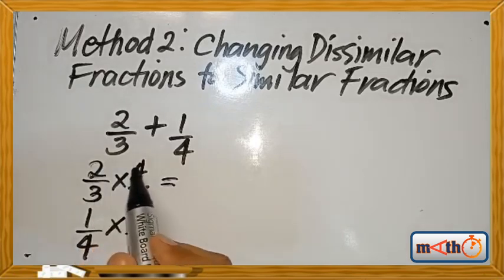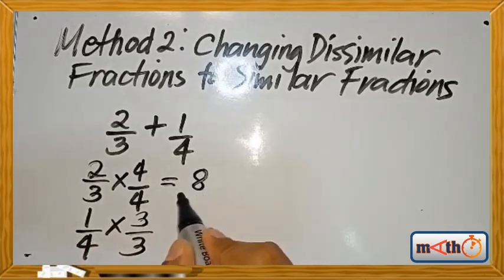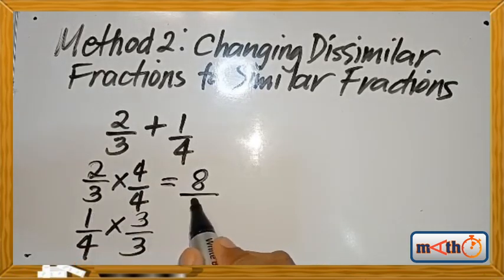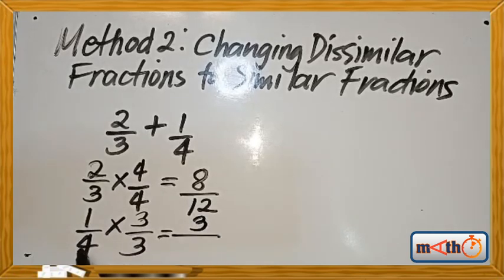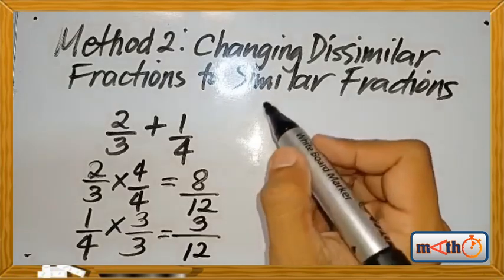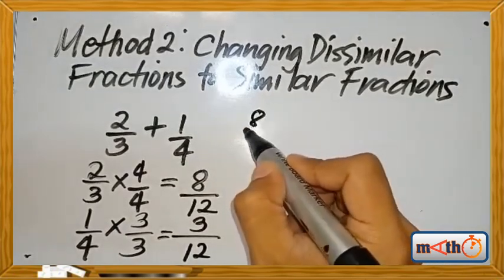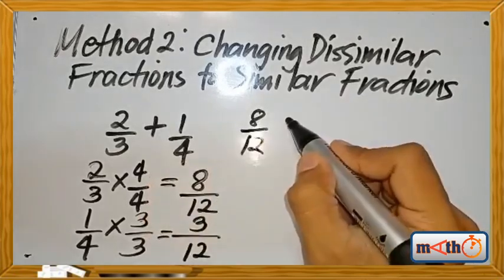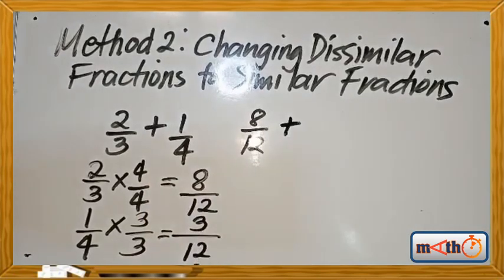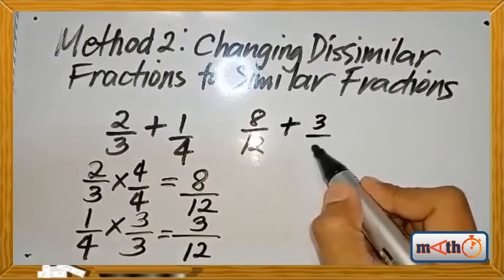So 2 times 4, that is equal to 8. And then 3 times 4, that is equal to 12. What about 1/4 times 3 over 3? So we have 1 times 3, that's 3. And then 4 times 3, that's 12. Okay? Let us write once again. So we have your 8 over 12. Then copy the operation. 3 over 12.